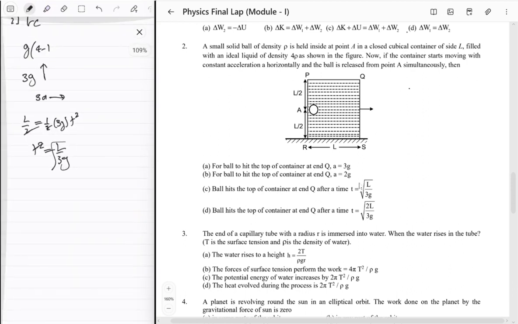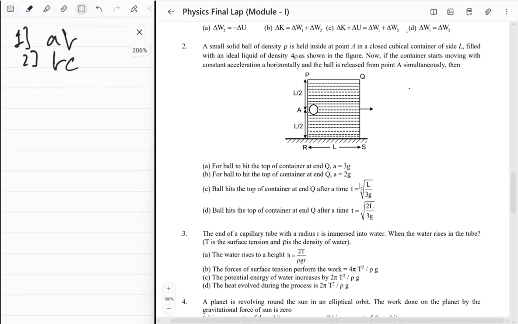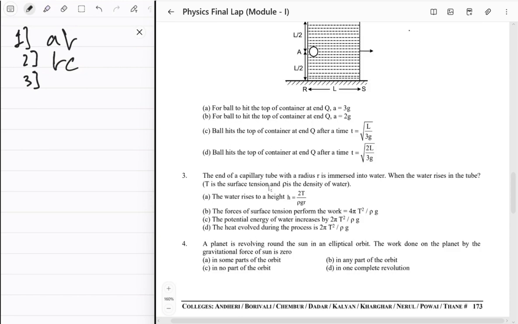Next question. Third question. The end of a capillary tube with radius R is immersed in water. When the water rises in the tube to a height, the force of surface tension performs some work. The potential energy of the water increases by this much. Heat involved during the process is this much. Right, something like that.